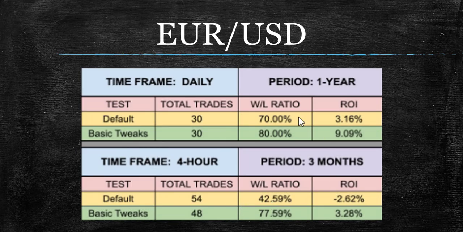So on the EURUSD, very good. We have 9% here with an 80% win-loss ratio on 30 trades. That is really good, strong numbers across the board. This is what I like to see. Less so on the 4-hour, where you have 3.25%.